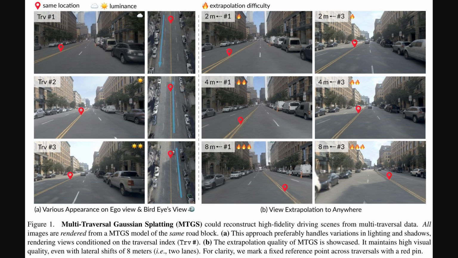So, to give you a visual, the figure in the paper really shows off what MTGS can do. On one side, it displays the same roadblock captured during 3 different traversals under varying lighting conditions from cloudy to sunny. You can see both the car's perspective and a bird's eye view, and MTGS handles these appearance changes really well. Then, on the other side, the figure demonstrates view extrapolation, which is the system's ability to generate new viewpoints. It shows high-quality views even when shifted significantly, like 2 lanes over from the original path.